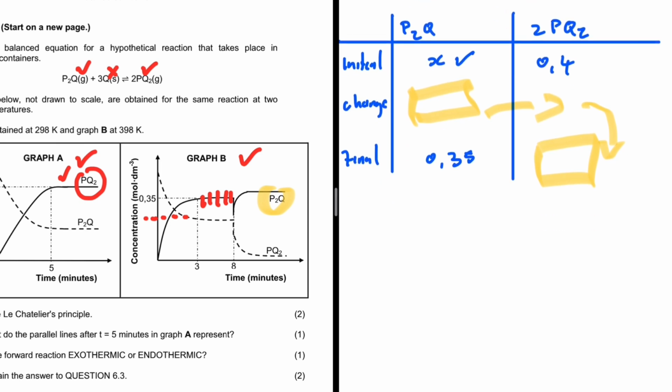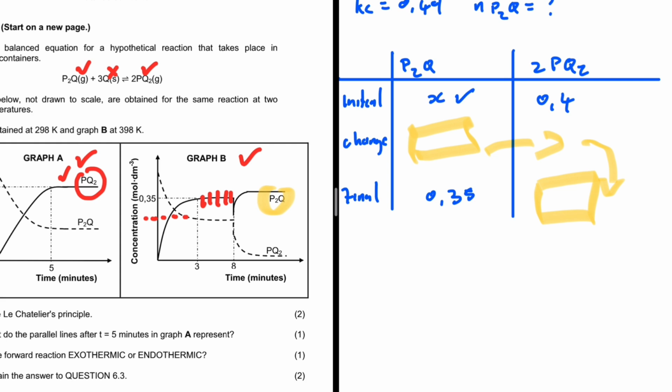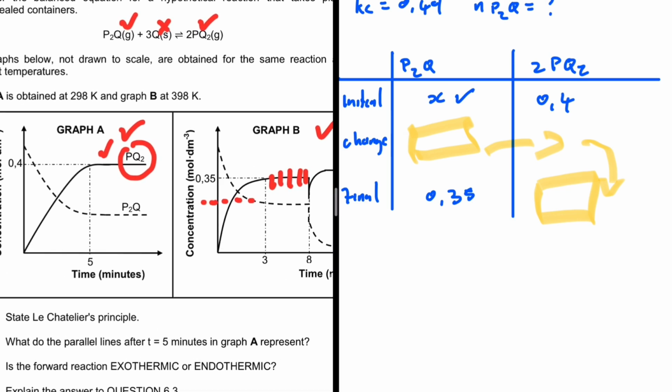But we need to know whether from 298 to 398 the concentration of P2Q is increasing or the concentration of PQ2 is increasing, right? Do you hear that P2Q and PQ2 sound the same? Now it's confusing because which one are we talking about? But let's take a look.